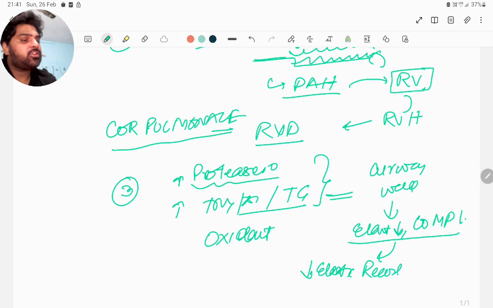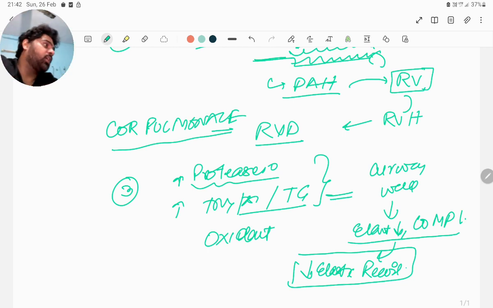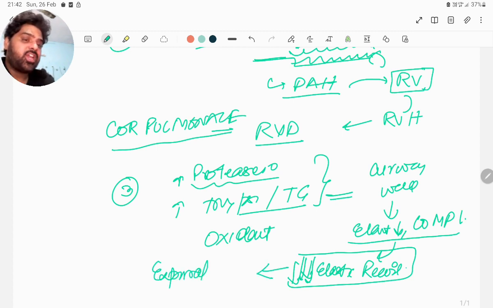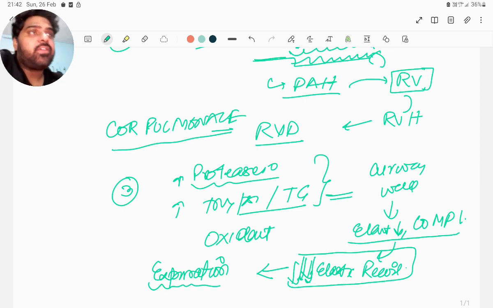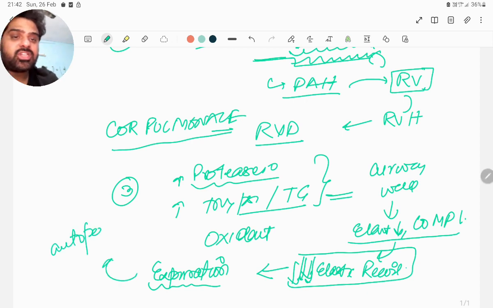We all have just read that inspiration is an active process and expiration is a passive process. So inspiration is not affected much, but this elastic recoil, which is responsible for expiration, is decreased to a large amount, and thus there is difficulty in expiration and the patient is not able to expire properly, and thus some amount of air remains inside the lung alveoli after every expiration, which we'll read after some time, which develops auto-PEEP, which creates lots of problems in this patient.